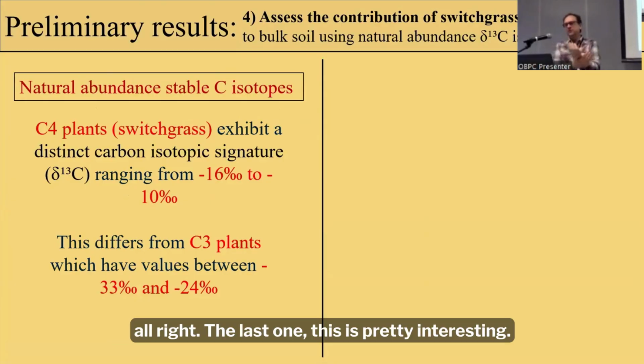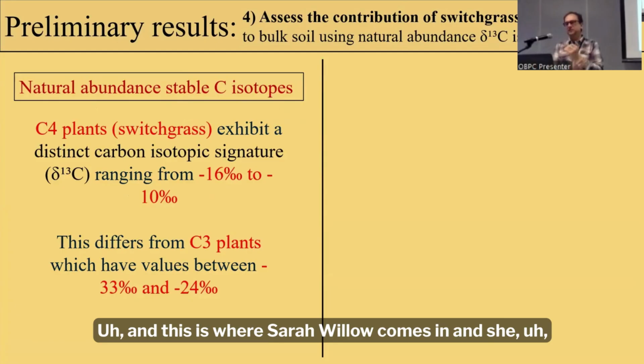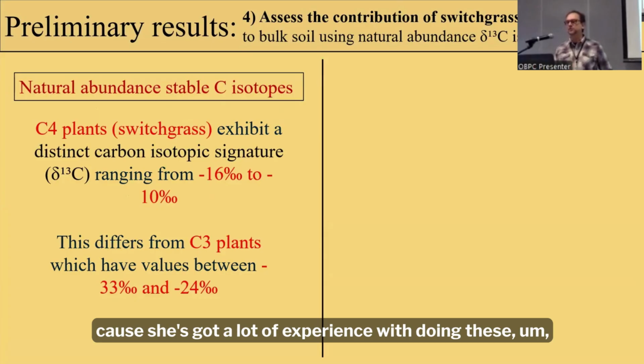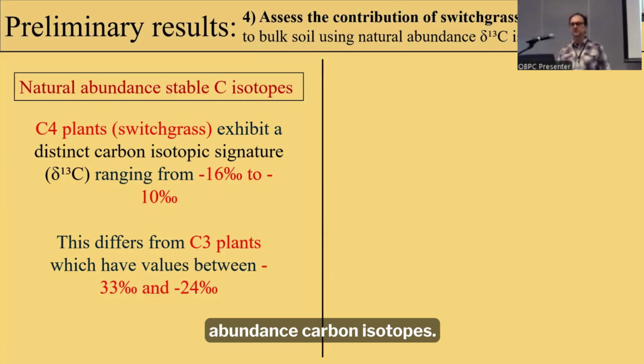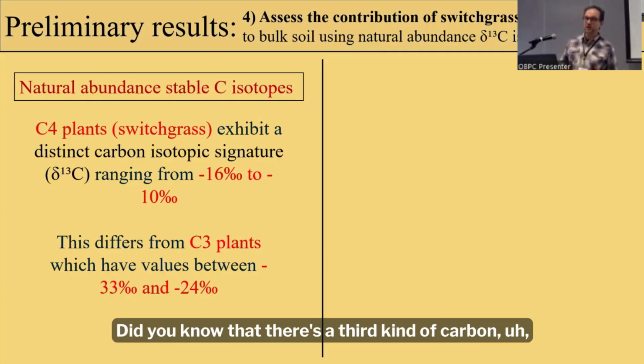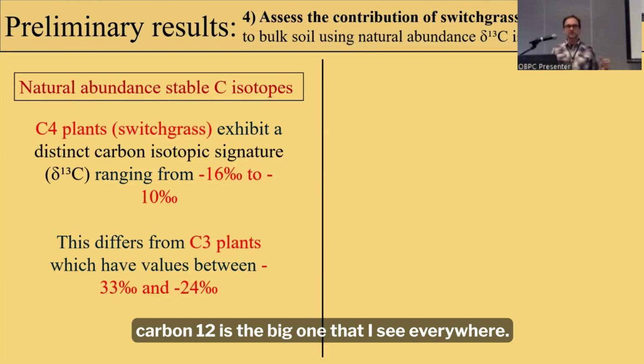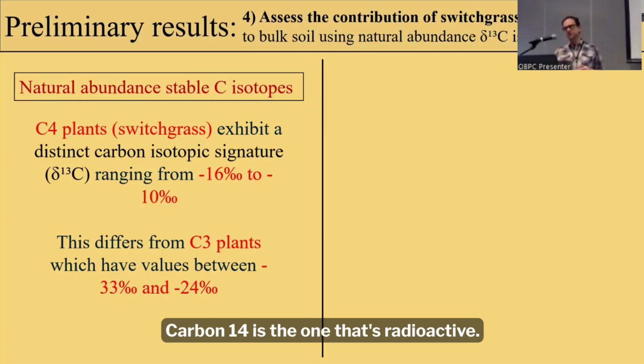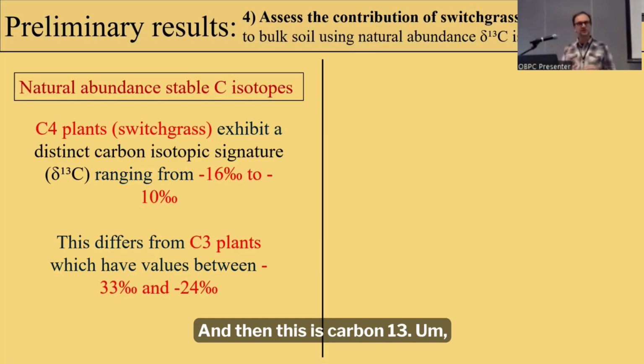All right, the last one, this is pretty interesting. And this is where Sarah Willow comes in, and she's got a lot of experience with doing these abundance carbon isotopes. You've all heard of carbon dating. That's radioactive carbon. Did you know that there's a third kind of carbon? Carbon 12 is the big one that I see everywhere. Carbon 14 is the one that's radioactive, and then this is carbon 13. It's something that we can use to trace things.